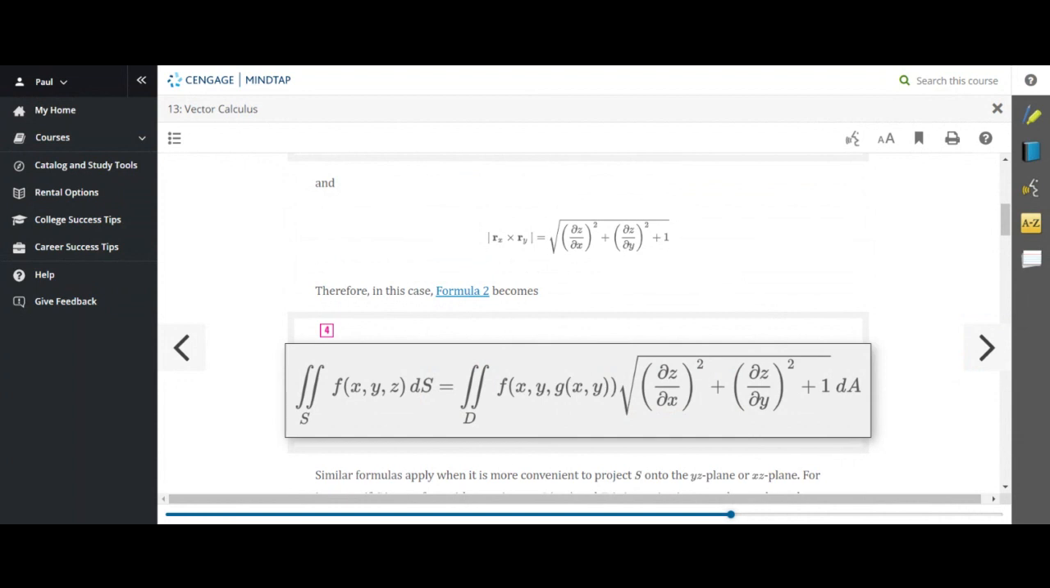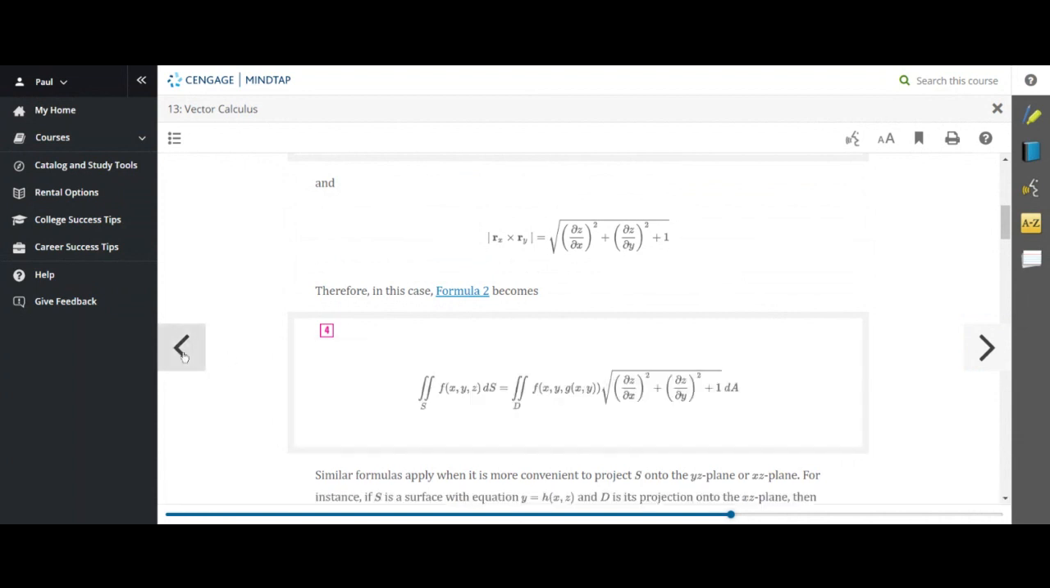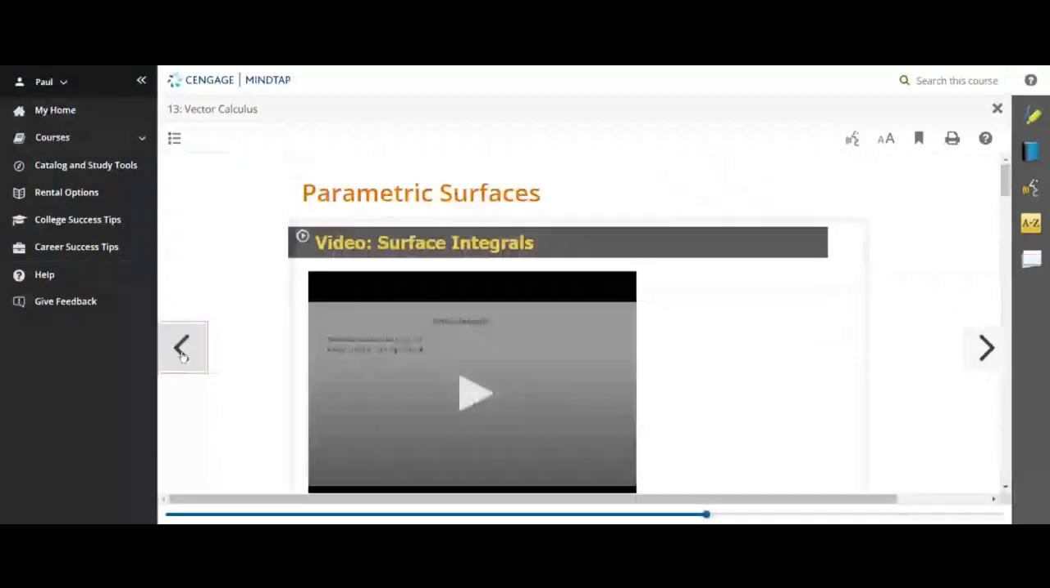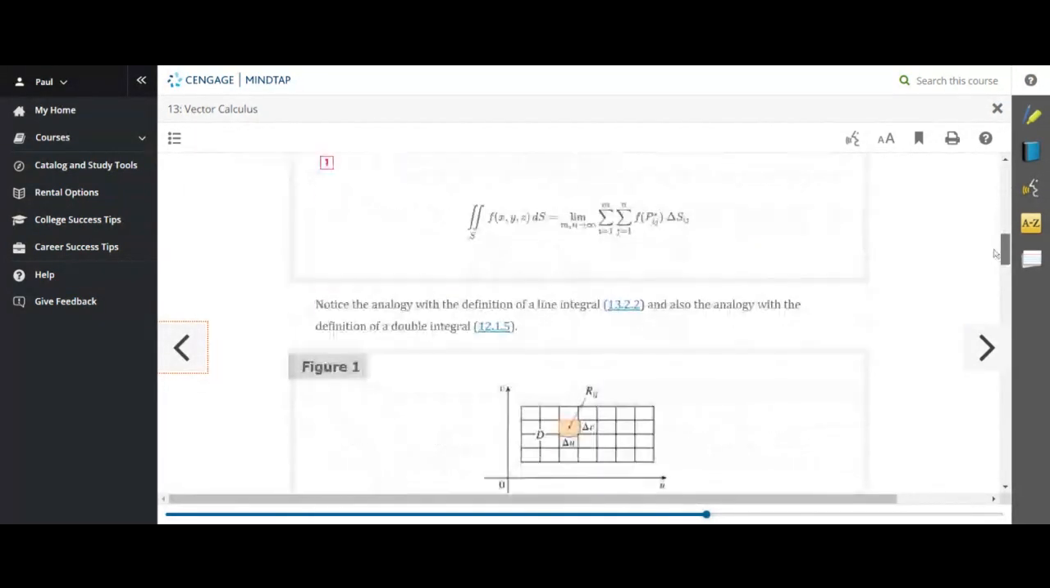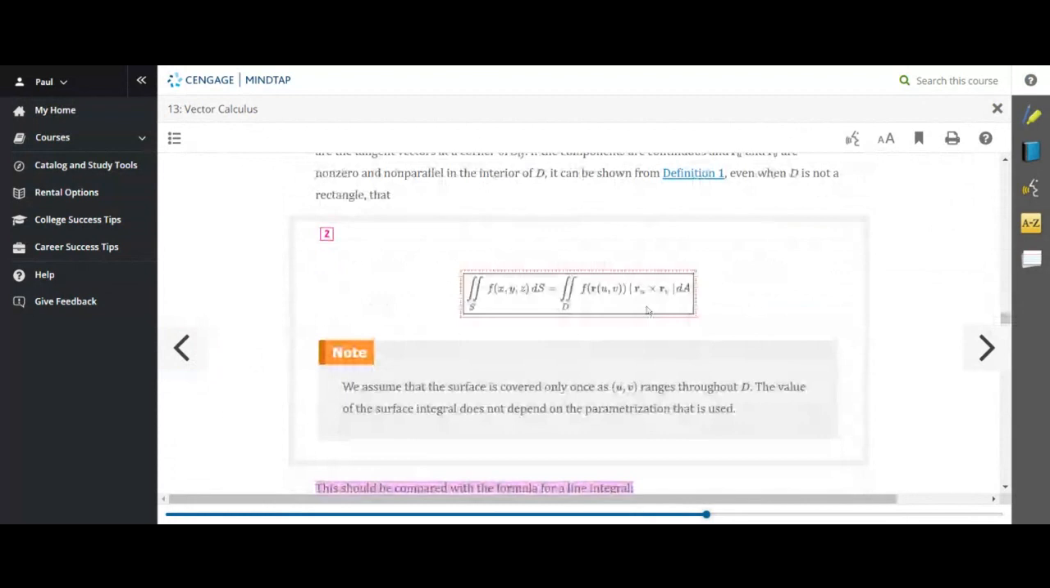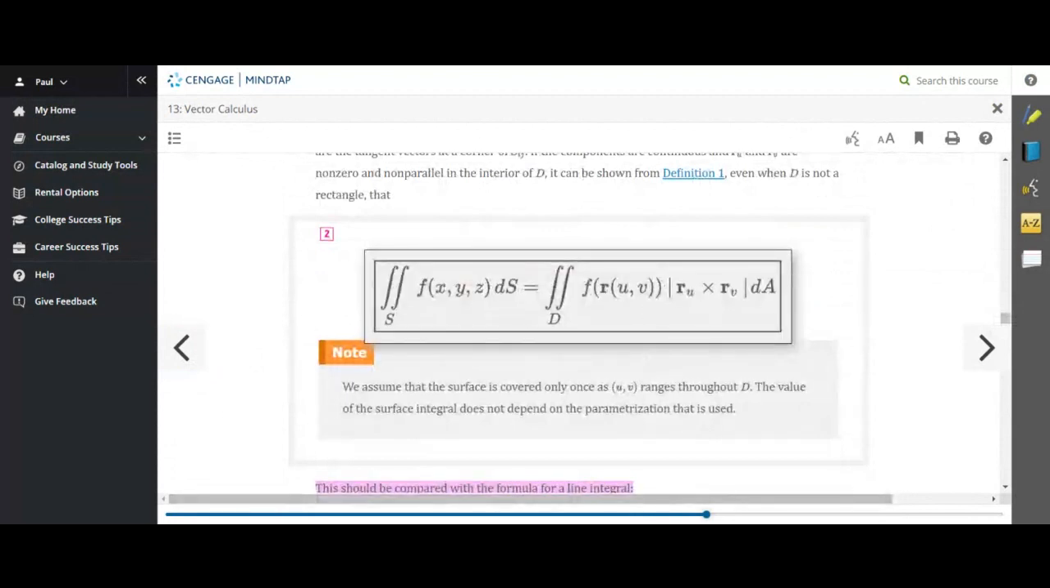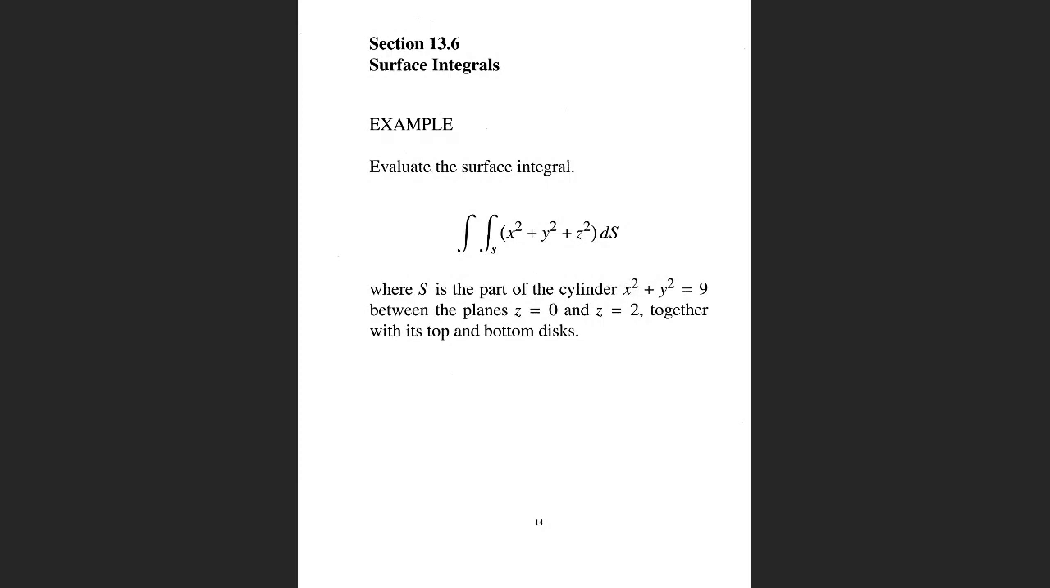Generally, what I like to do, again, my style, is to not worry about all these different formulas, but work with the main formula, formula 2, which will work all the time. Of course, you'll have access to these formulas on the final exam. So that being said, let's go ahead and look at an example of a surface integral. Let me give you a moment to copy this example down.